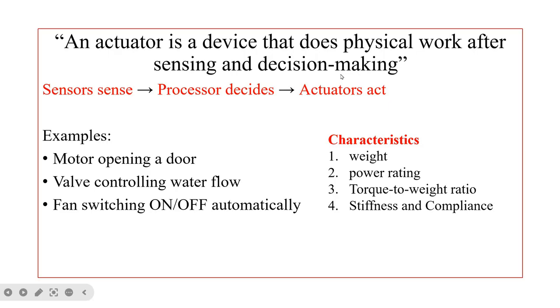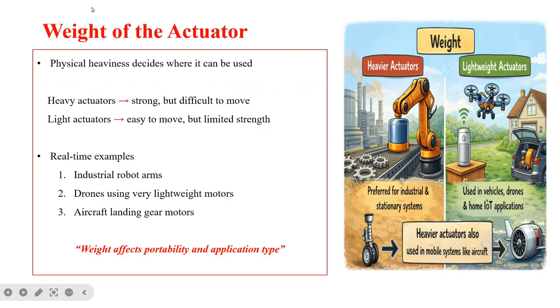Some examples of the action of the actuators are the motor opening a door, a valve controlling water flow, and a fan switching on and off automatically. Now here there are four characteristics of the actuators. First is the weight, then you have power rating, torque to weight ratio, and the last is stiffness and compliance. We will have a look at all of these one by one.